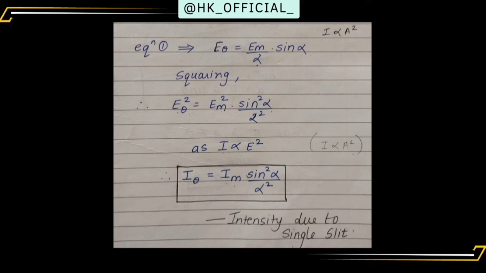Okay, now intensity is directly proportional to amplitude square. We all know amplitude, which I am denoting by E. So here the equation will become I theta is equal to Im sine square alpha upon alpha square, and yes, this is the final equation which we want, that is the intensity due to single slit. I hope you understand.